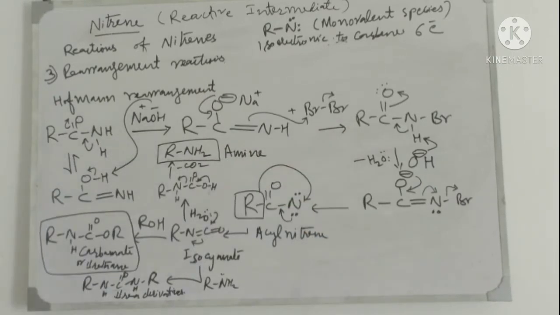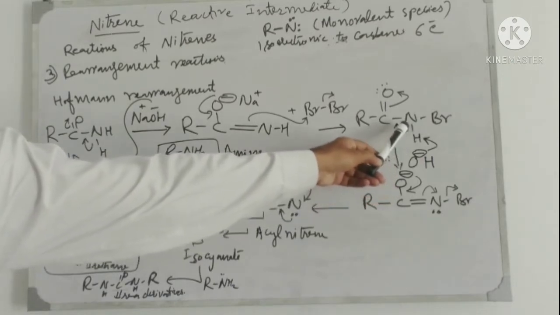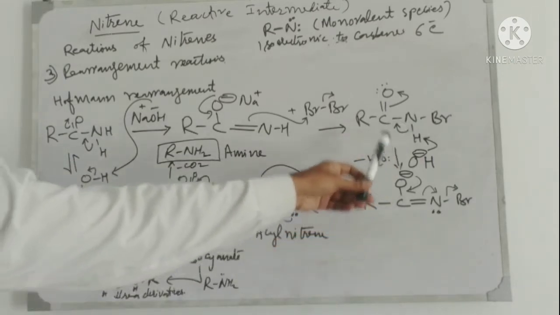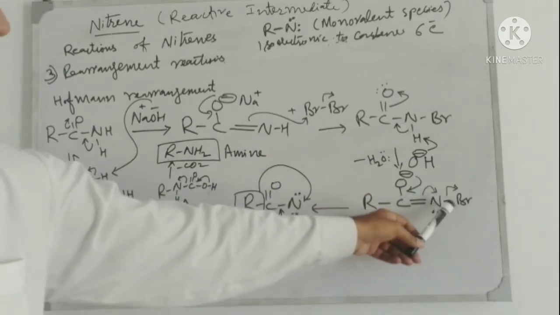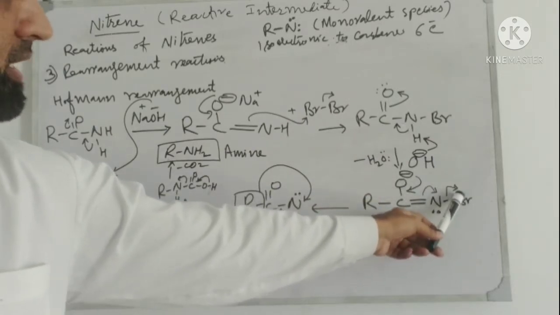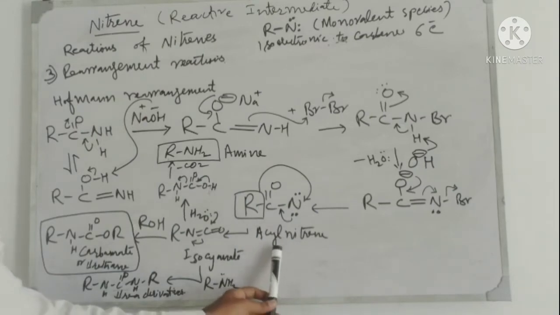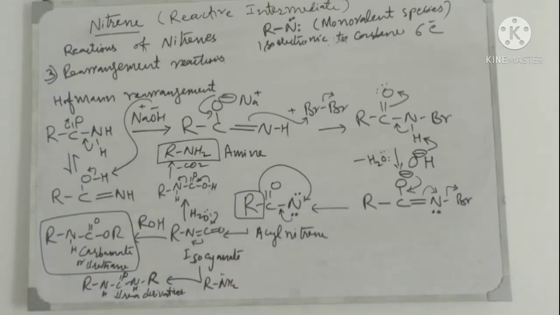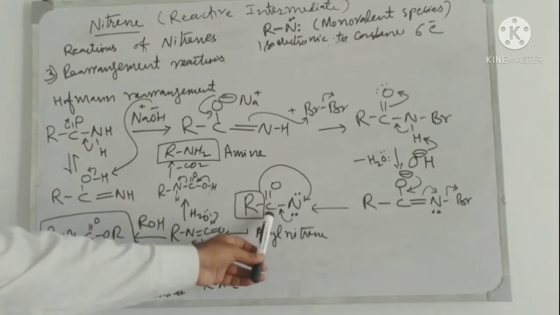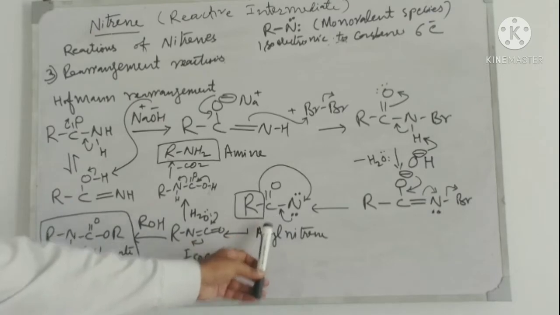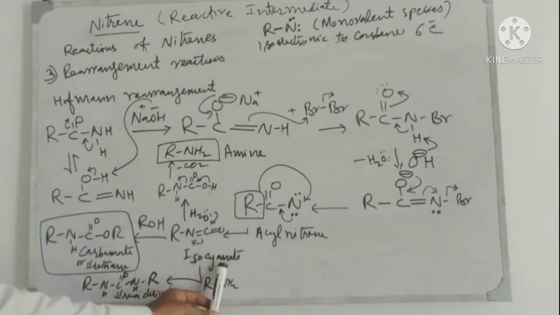Then for this N-bromo amide derivative, again the base takes this proton from here, and then this negative charge comes back, and the bromide leaves to generate the acyl nitrene. So this acyl nitrene is an intermediate. It undergoes the rearrangement. This acyl nitrene rearranges to form this isocyanate.